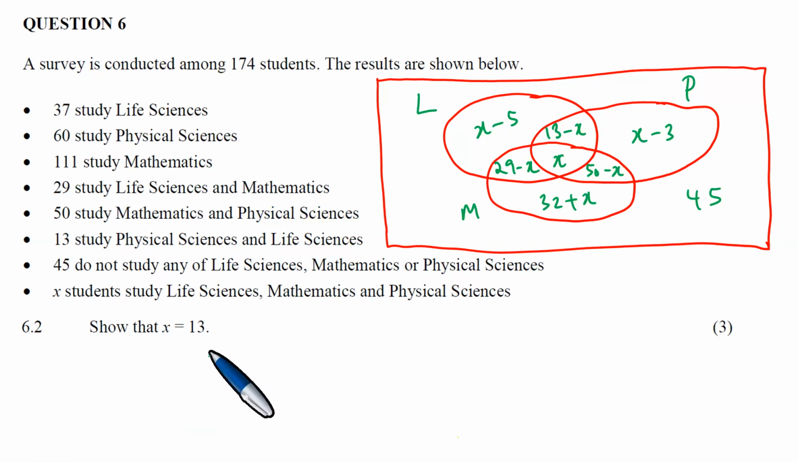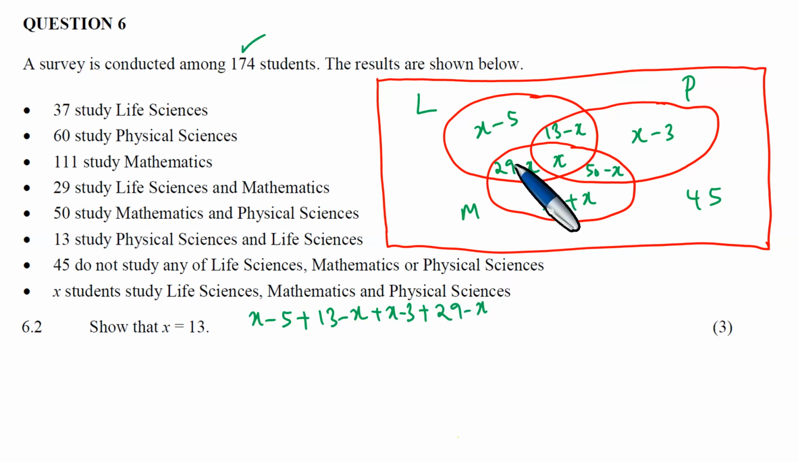Let's show that x equals 13. To show that x equals 13, we proceed as follows. We add everything together. To add everything together, we need to remember that it's a survey conducted among a total of 174 learners, meaning we're going to add everything. So we start with x minus 5. We add 13 minus x. Then we add x minus 3. And then we add 29 minus x, and then we add 50 minus x.